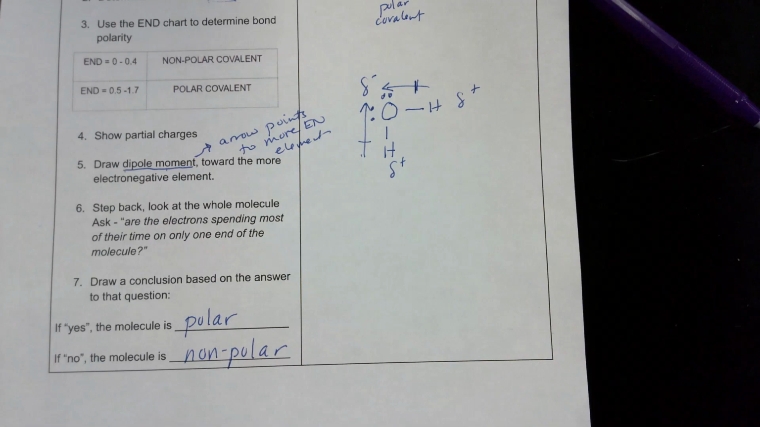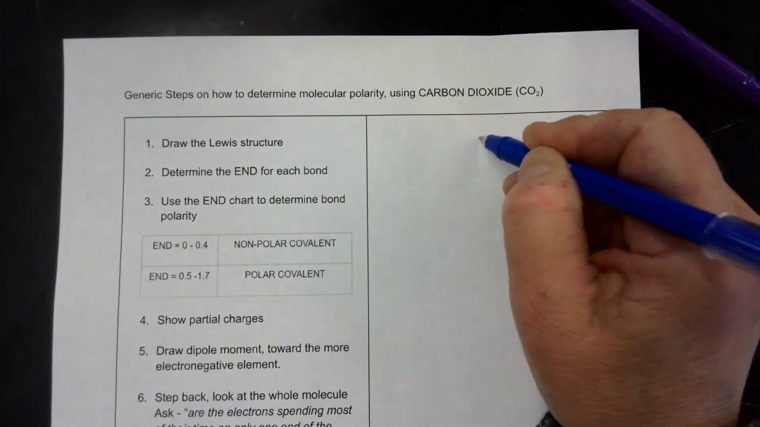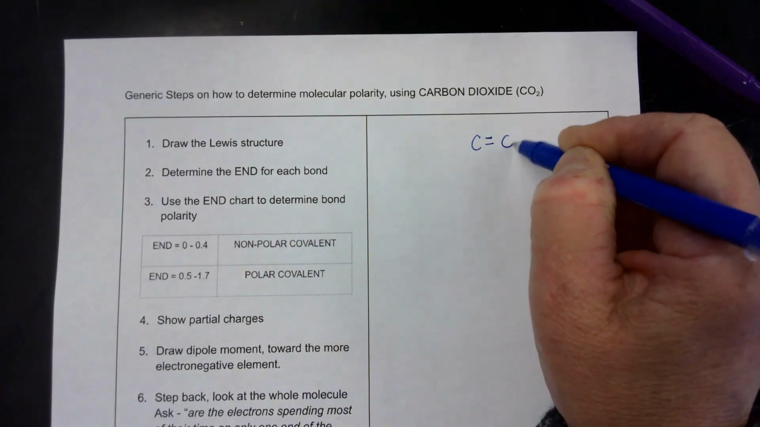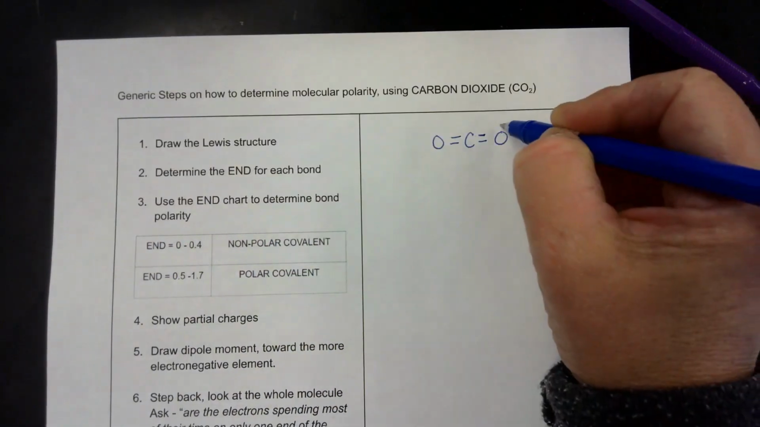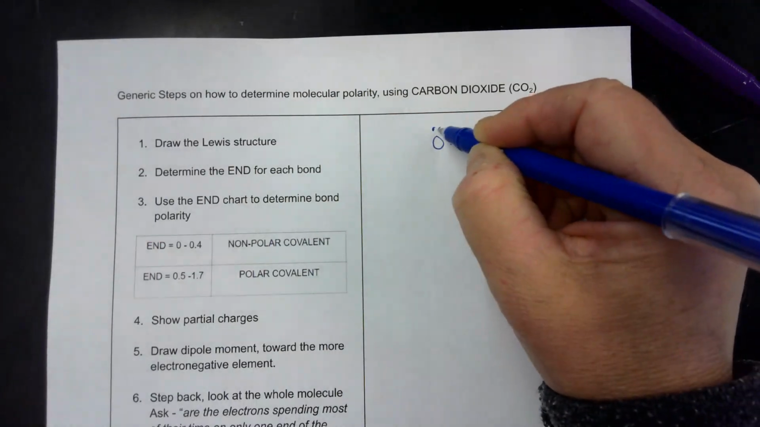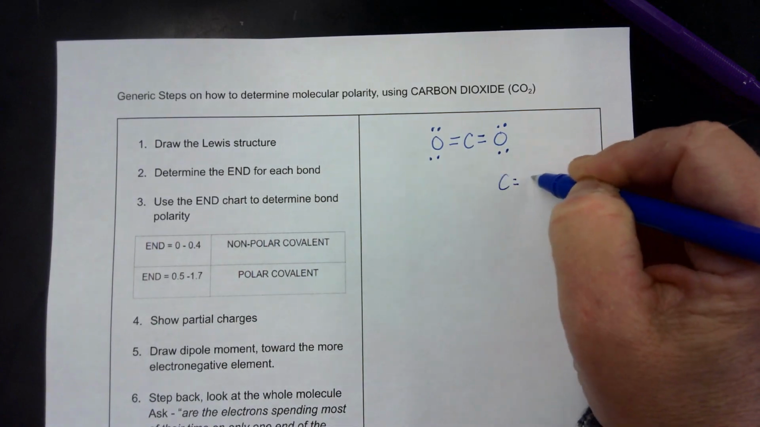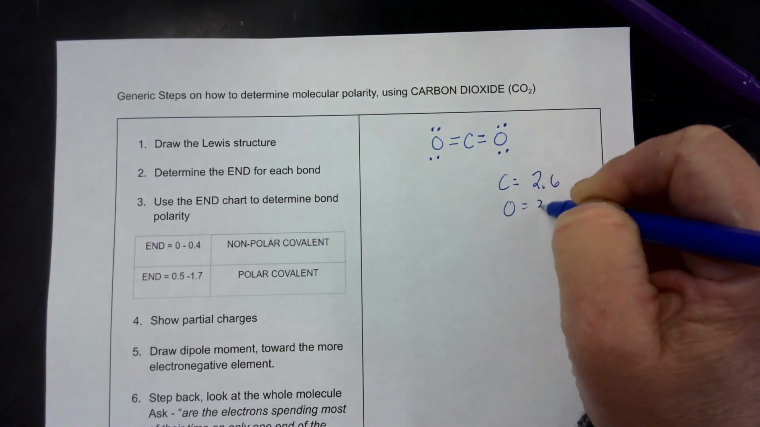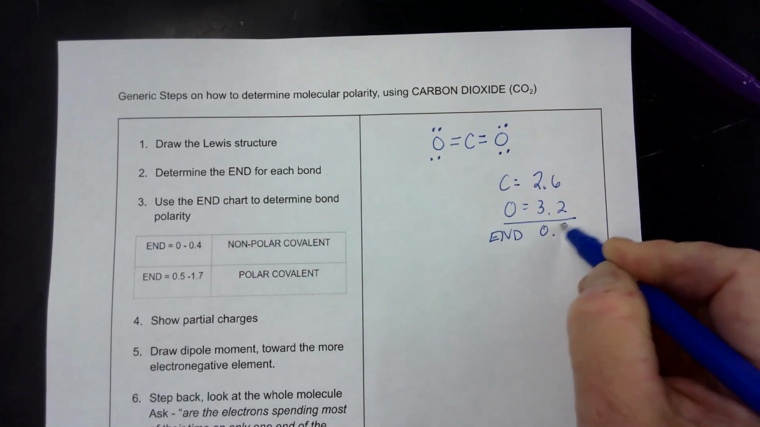Okay, so let's take a look at this process again. This time we're going to look at carbon dioxide as our example. And our Lewis structure for this compound, for CO2, and again, we're not going to go through the steps on how to draw this. I'm going to assume that you've worked out the Lewis structure for CO2. There are unbonded pairs of electrons on both oxygens. Carbon's electronegativity is 2.6, oxygen is 3.2. The END for this is 0.8.